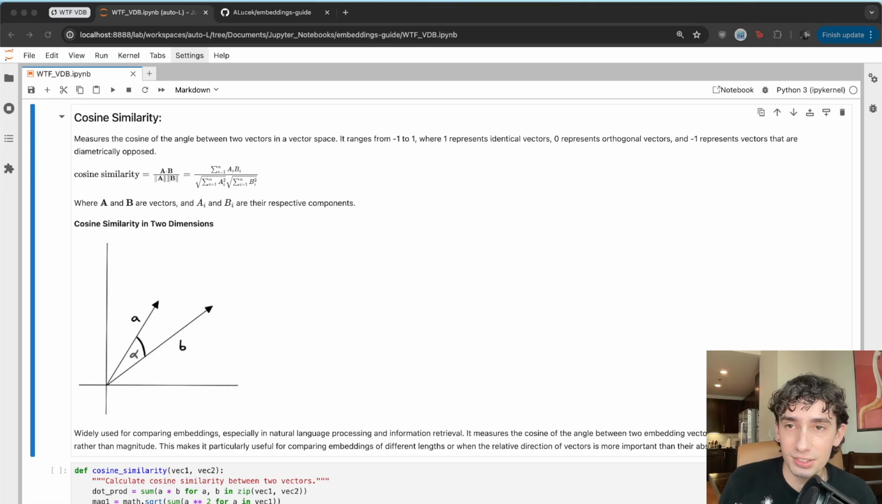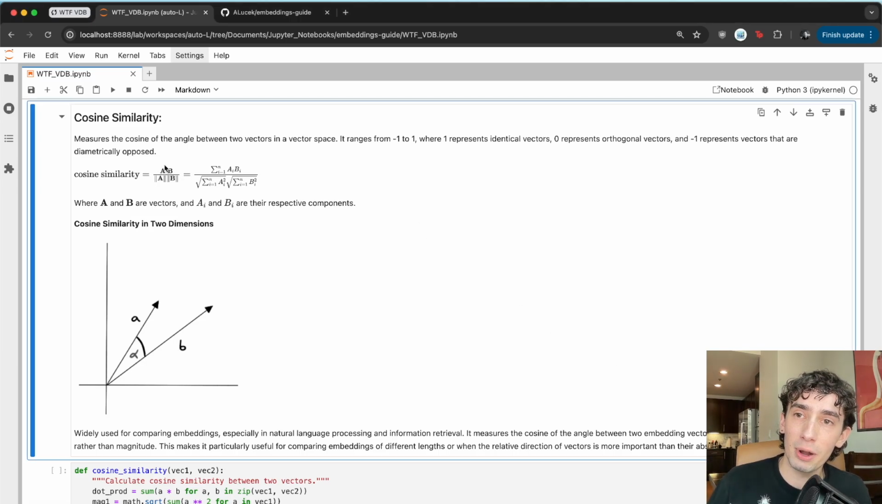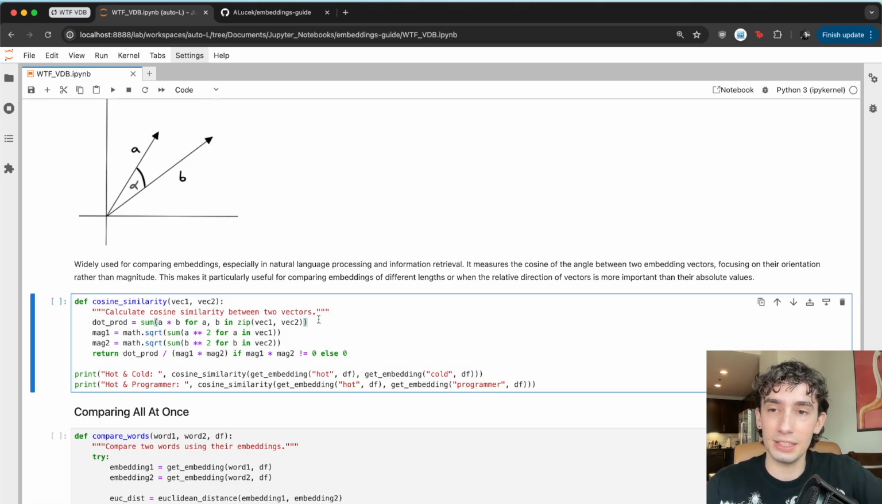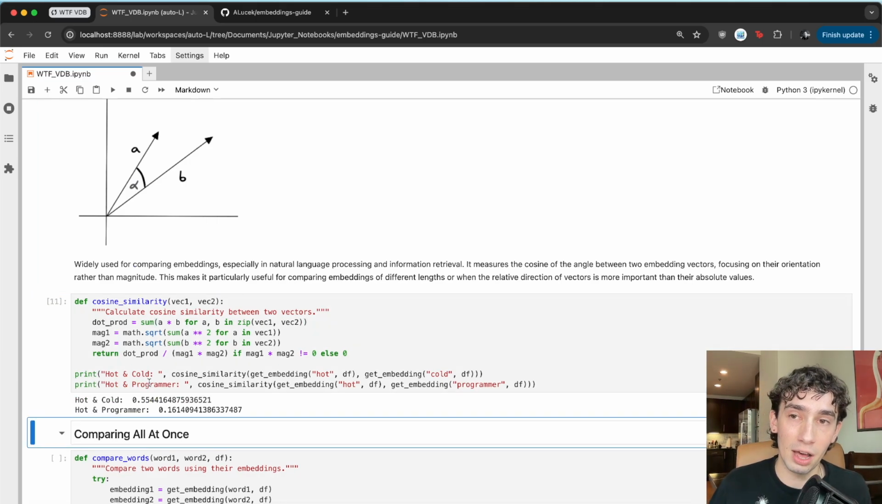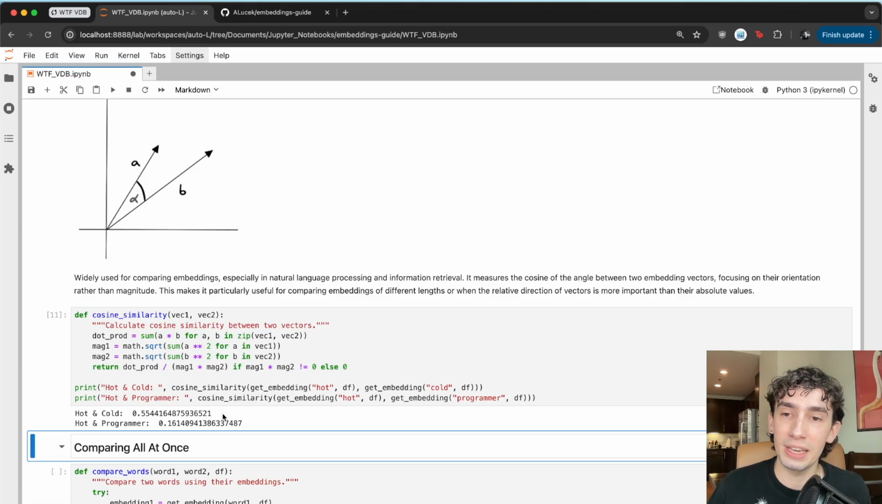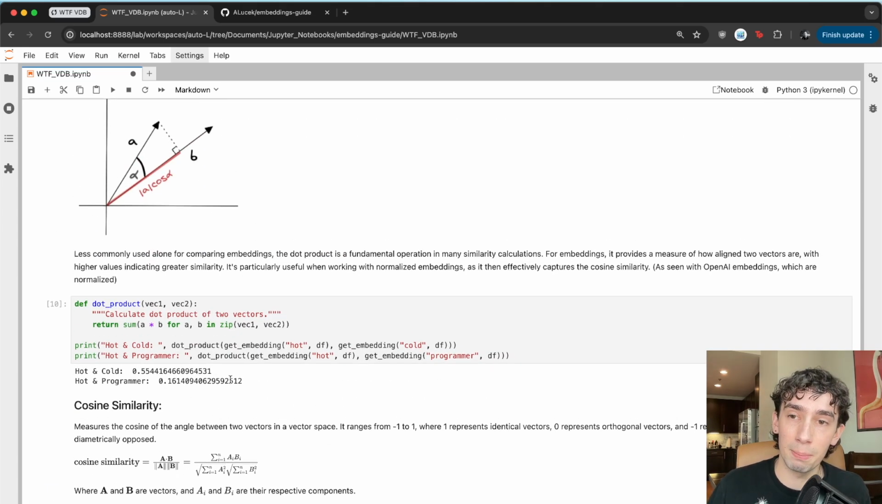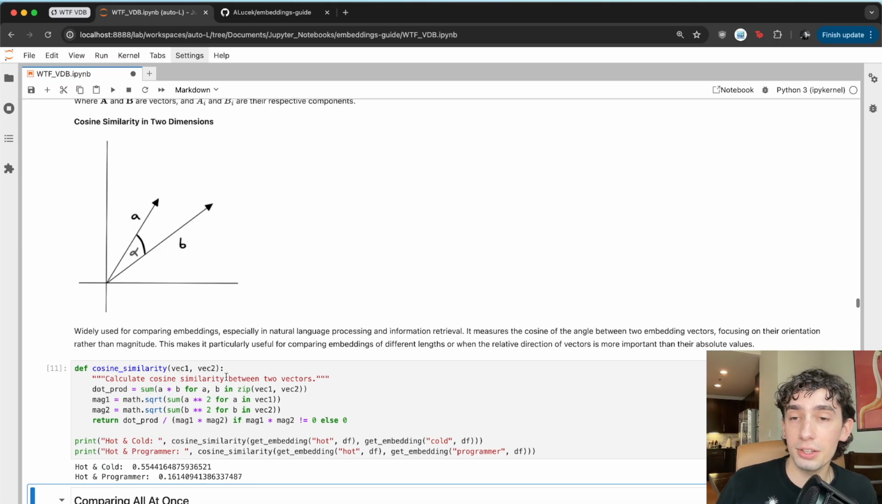And normalization in this case means scaling the vectors to have a magnitude of 1. So if we're taking the dot product over the multiplication of the magnitudes, this bottom half just becomes the dot product over 1, which is of course the dot product, allowing us for very quick calculations when calculating cosine similarity over normalized embeddings. And so when we actually look at the cosine similarity between hot and cold and hot and programmer here, we see that we get the exact same numbers as we did with the dot product because OpenAI's embeddings are also normalized in this way.